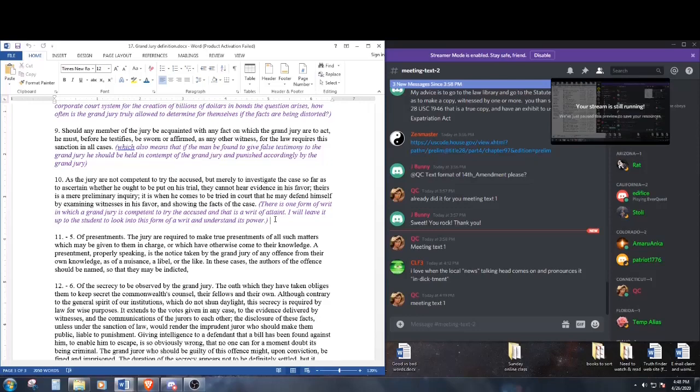So, number 11, of presentments: the jury are required to make true presentments of all such matters which may be given to them in charge, or which have otherwise come to their knowledge. That's if they decide to go out and investigate on their own, too. A presentment, properly speaking, is the notice taken by the grand jury of any offense of their knowledge, as of a nuisance, a libel, or the like. In these cases, the authors of the offense should be named so that they may be indicted.